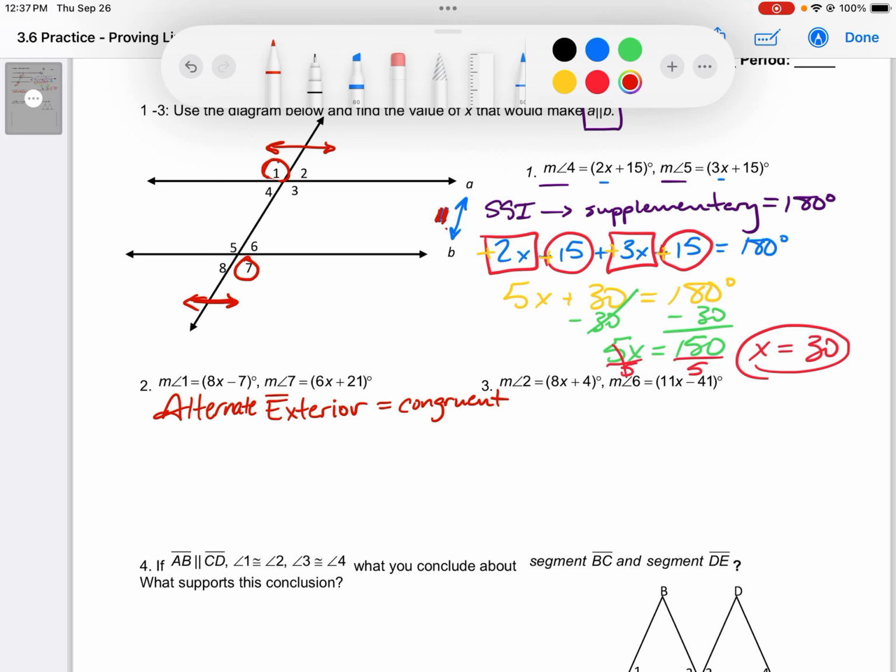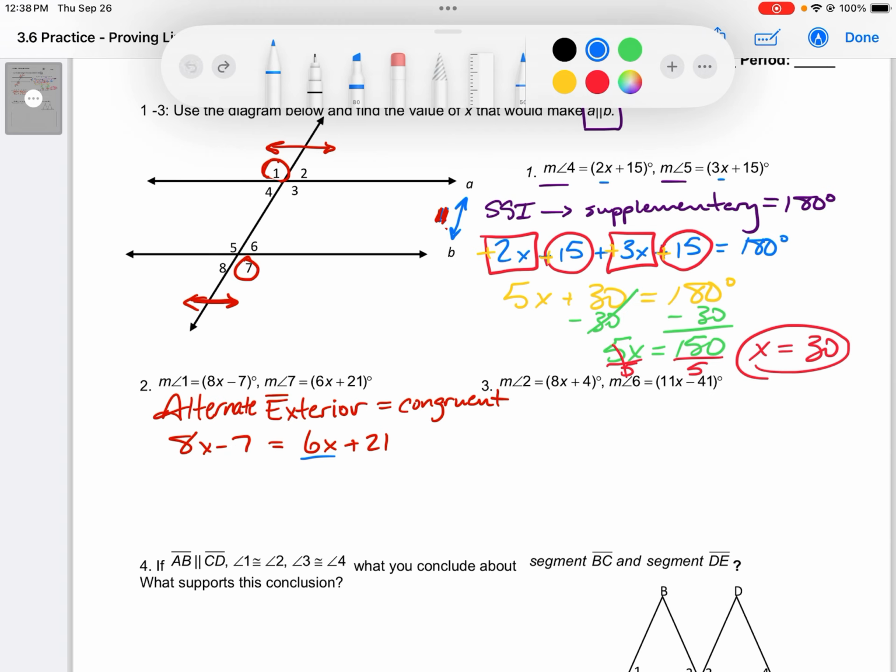I'm going to keep referencing that because what we're trying to do is find a value that proves that these 2 things are parallel. So I want 8x minus 7 to equal 6x plus 21. I want them to be equal because that would mean they're congruent, and if they're congruent, that means A and B are parallel.